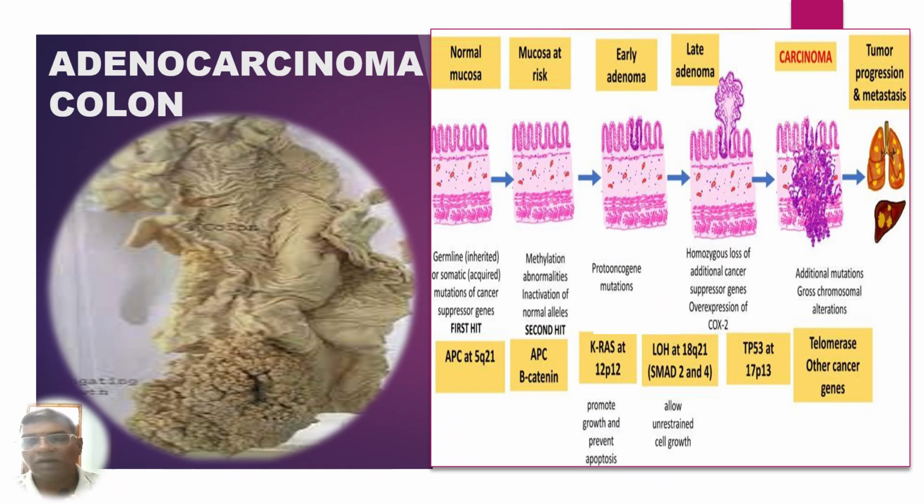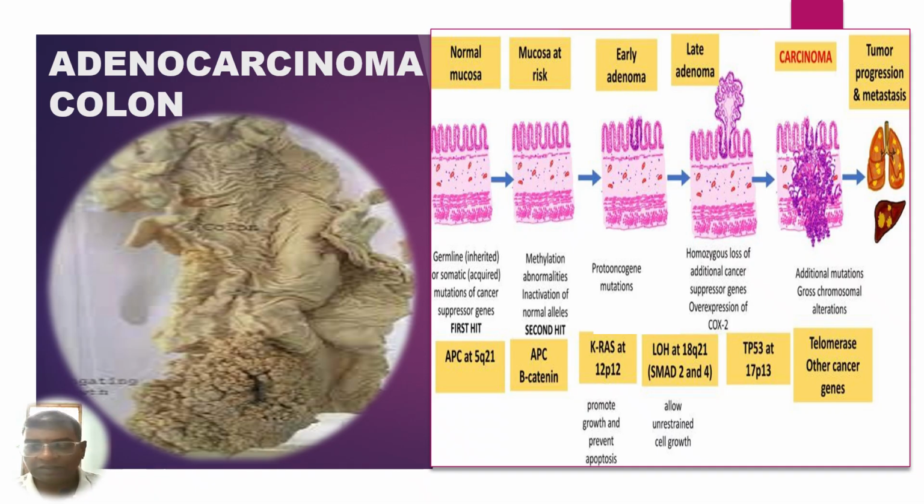Colon cancer or adenocarcinoma colon. It is seen in elderly people and presentation will be with the complaints of iron deficiency anemia, and the most common site of colon cancers will be rectum, and the subtype is, as I said earlier, adenocarcinoma.